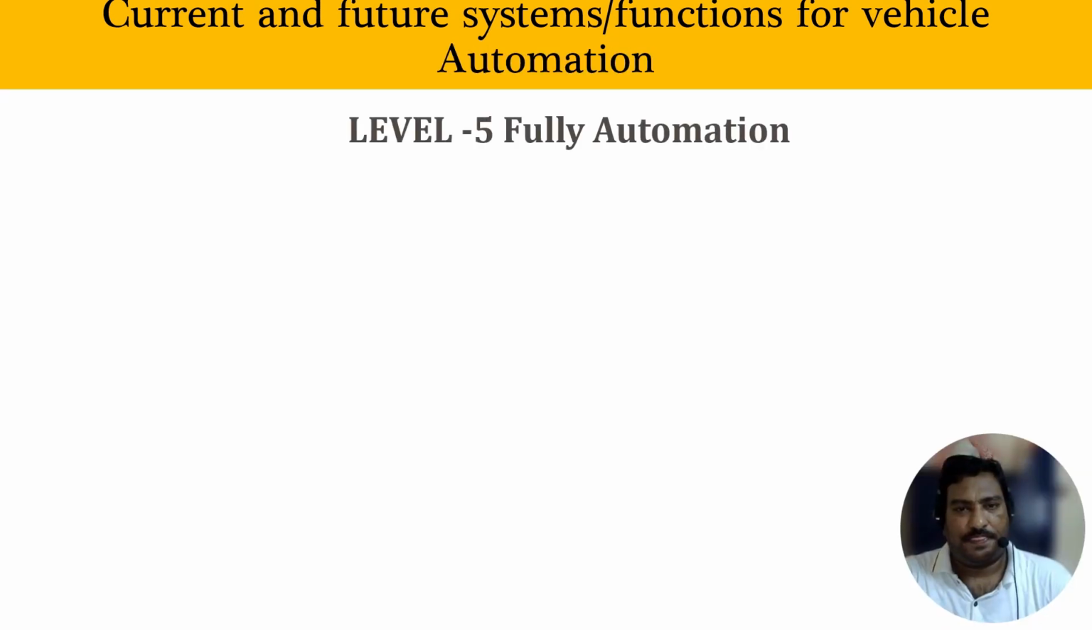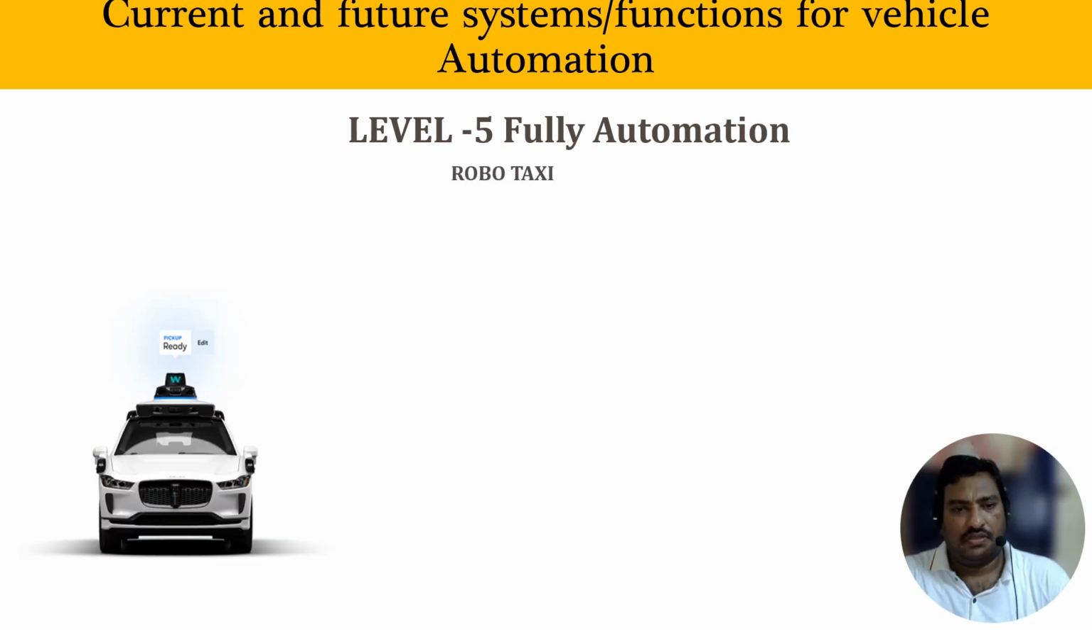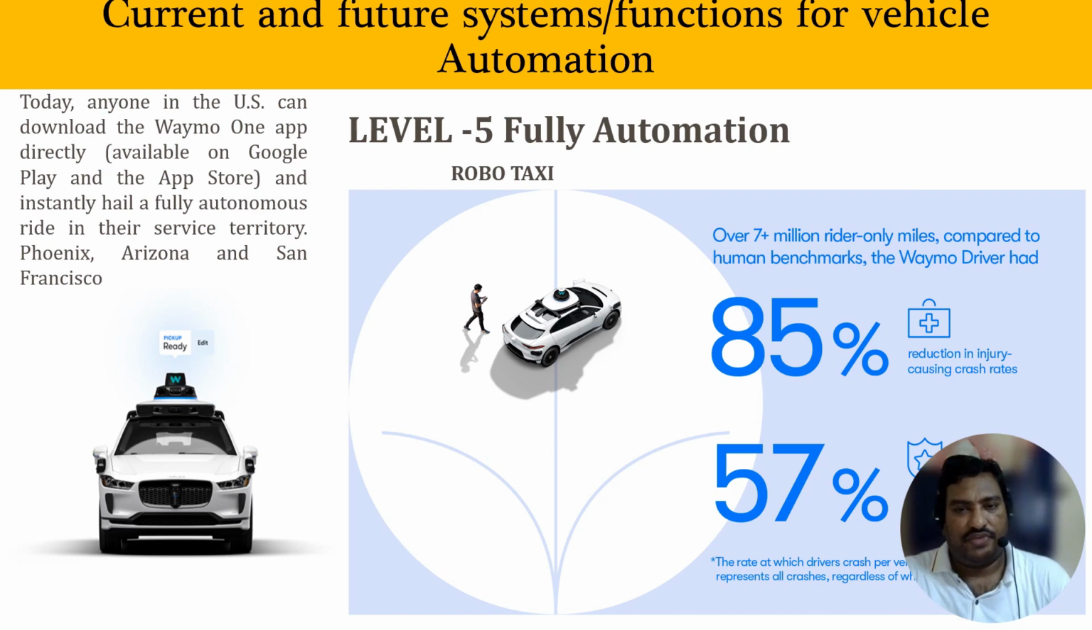Level 5 is full automation, that is the robotaxi. Most of you may have heard about Waymo. This is the first fully automated vehicle currently running on US soil. Waymo has almost completed 7 million rider-only miles. Based on the statistics, there is an 85% reduction in injury-causing crashes and a 57% reduction in road crash accidents. These are recent statistics about Waymo. In the near future, most areas will be covered by Waymo.